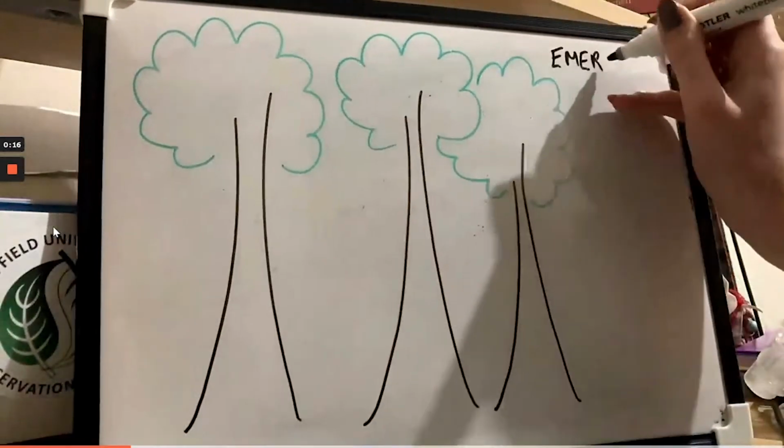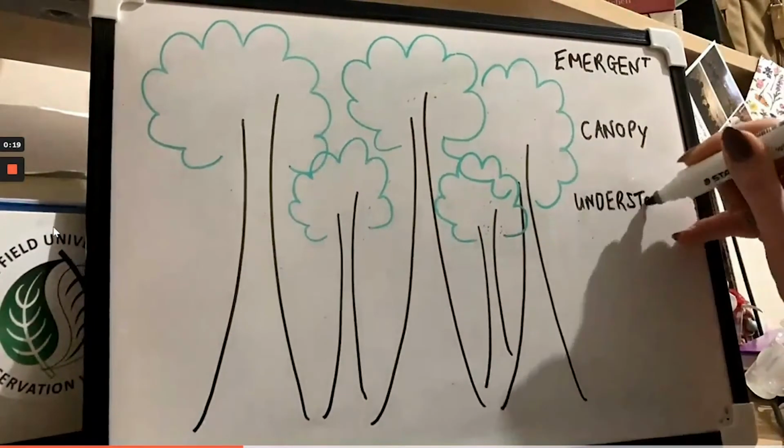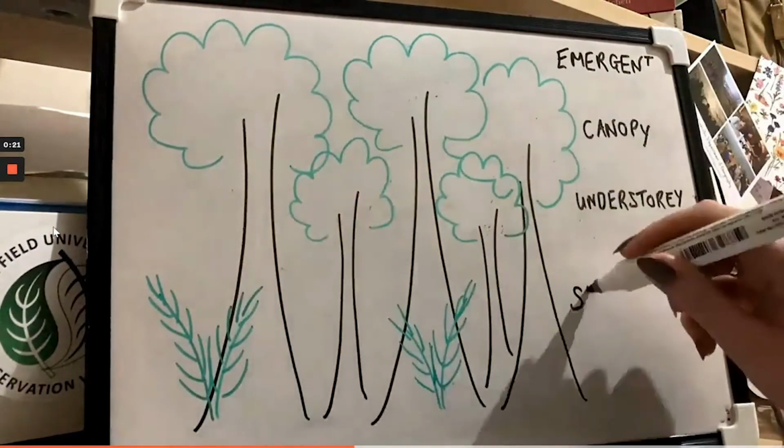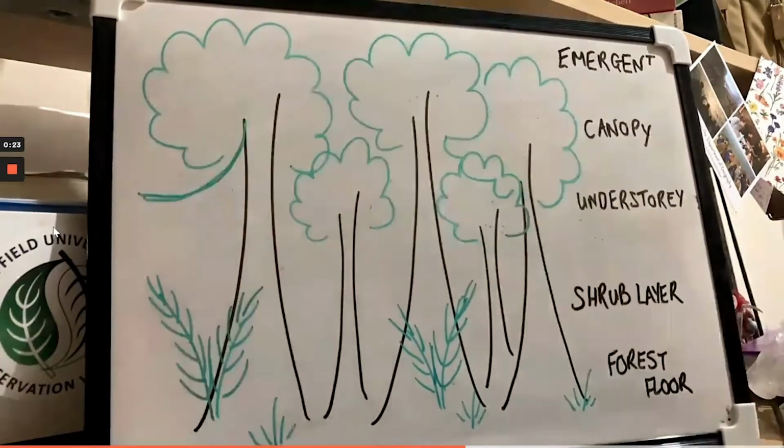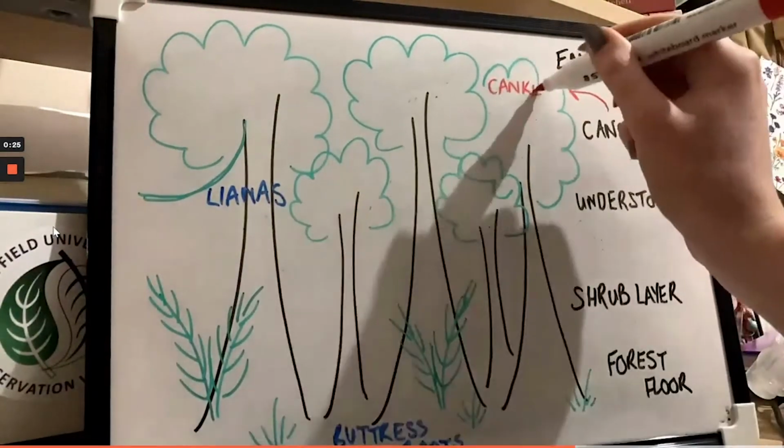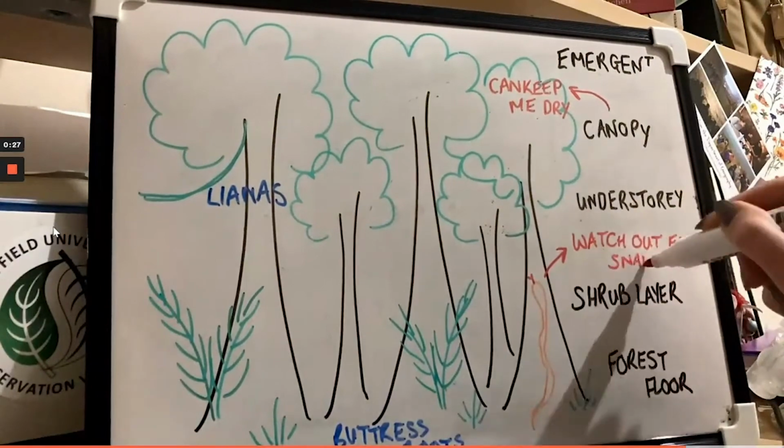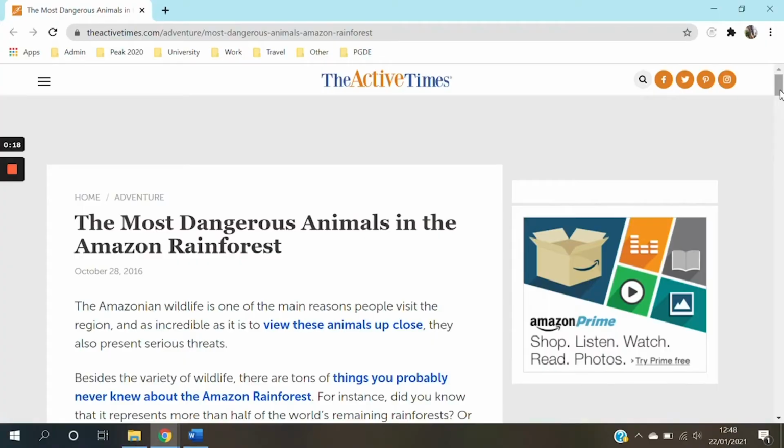Step 1. Draw a diagram showing the structure of the rainforest and add some labels. Think about how the structure of the rainforest might be able to help you to survive. For example, the canopy can provide shelter to keep you dry from the rains.